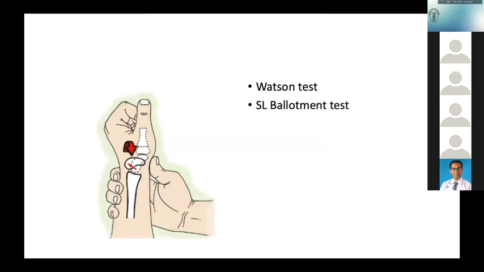Some of the tests we use: the Watson test. Basically you stabilize the wrist in one hand with the thumb applying pressure on the tubercle of the scaphoid. From the ulnar side, you deviate towards the radial side, trying to press the scaphoid dorsally. Once you release the pressure, the dorsally subluxed scaphoid falls back into its place. That is the Watson test. And the scapholunate ballottement test, where you stabilize the scaphoid in one hand and the lunate with the other hand and try to ballot it. Reproduction of the pain will be there. These are the two tests for scapholunate ligament injuries.